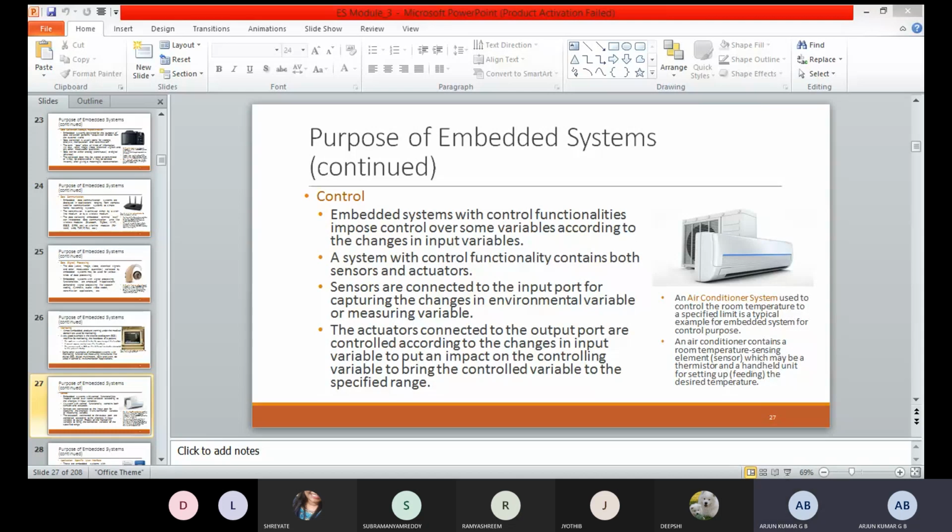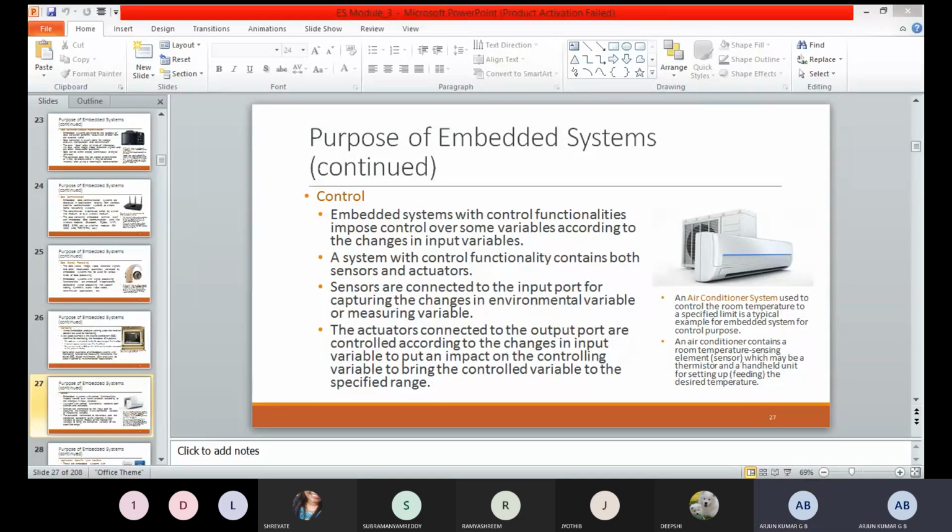It means that control is done by using both sensor and actuator. The sensor senses the conditions, which are the input for the embedded system. From that input, the actuator will operate according to the change in the input variable. The air conditioning system is used for controlling the room temperature to a specified limit, a typical example for control purpose.